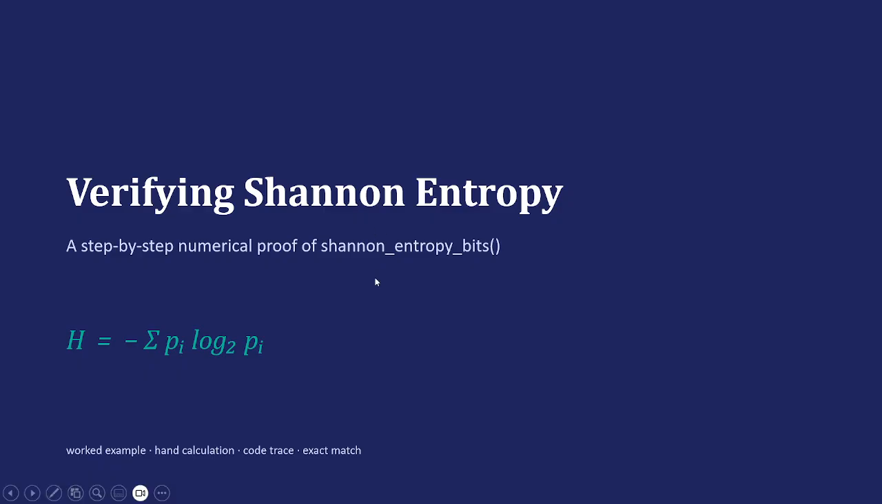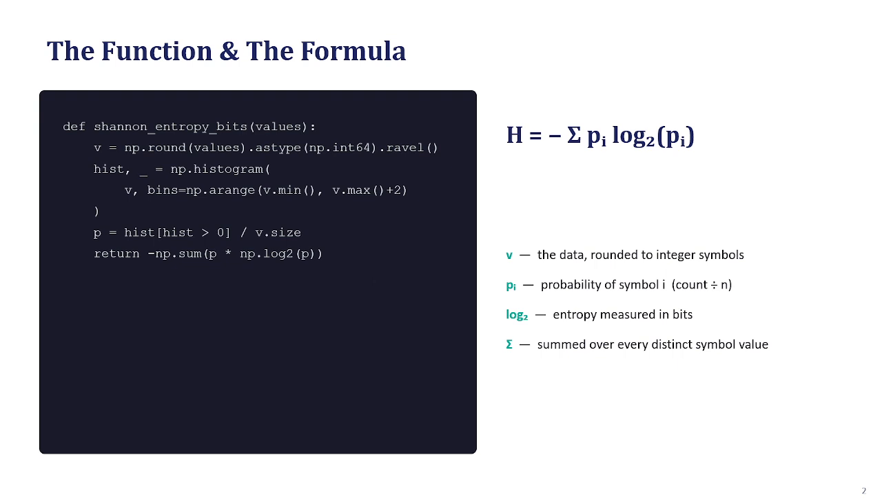So this is a small proof. So look here, this is actually our code. We are taking some values and we are calculating the Shannon entropy using this formulation. Here np is basically your numpy.